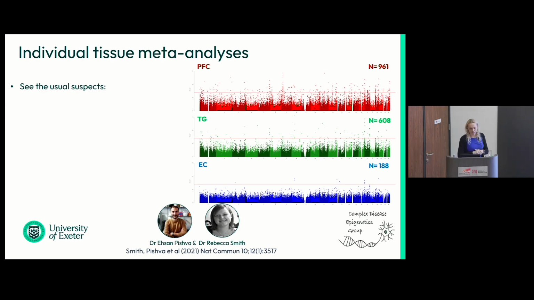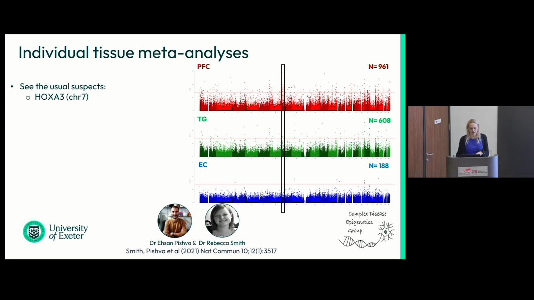Essentially, what we did was perform a meta-analysis, combining every single cohort we could access, both by ourselves and by collaborators, where more than 50 samples were available. We looked at the prefrontal cortex, where we had access to 961 samples, the temporal gyrus, with 608 samples, the entorhinal cortex, with 188 samples, and the cerebellum, which I'll mention in a minute. First, we performed individual within-tissue meta-analyses, and we saw the usual suspects.